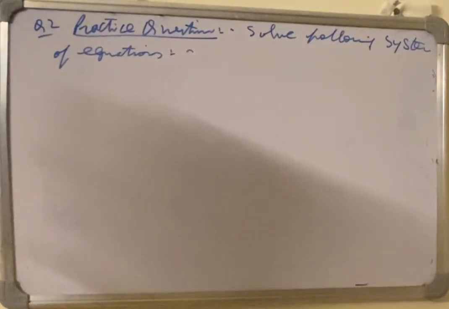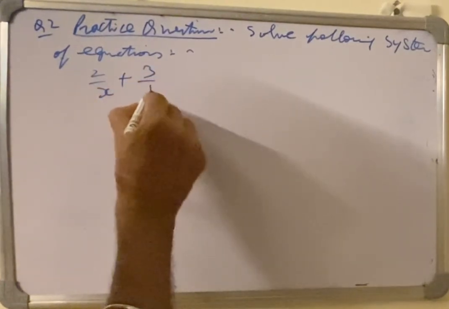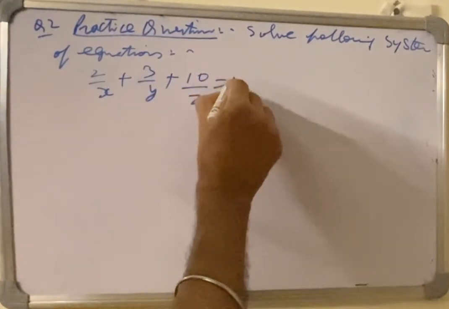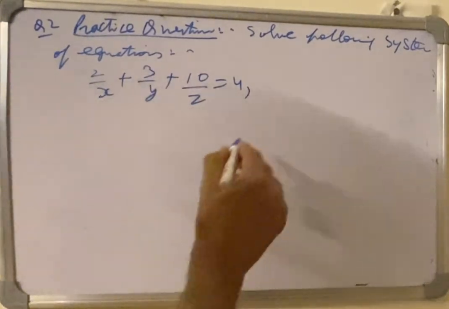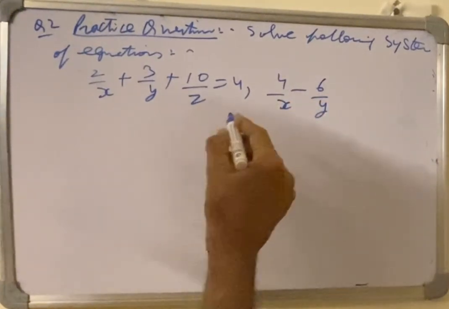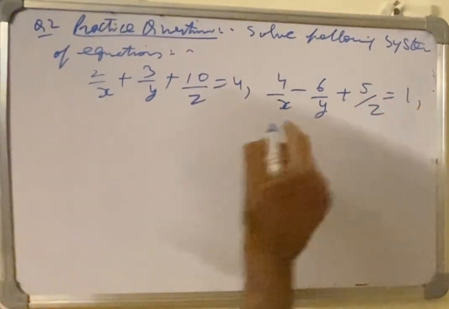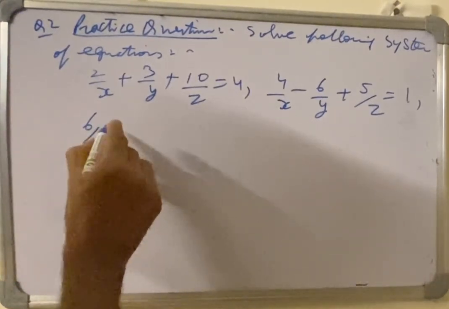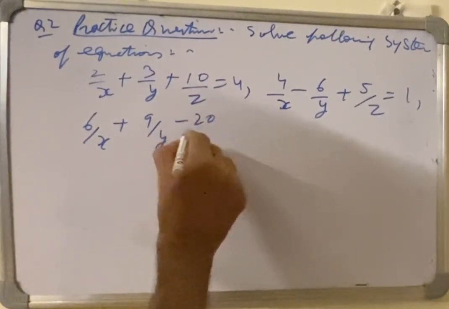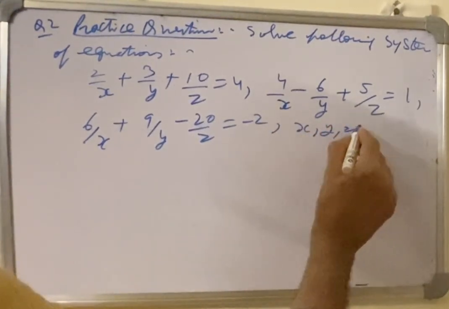The equations are 2 over x plus 3 over y plus 10 over z is equal to 4. Then 4 over x minus 6 over y plus 5 over z is equal to 1. The third equation is 6 over x plus 9 over y minus 20 over z is equal to minus 2. x, y, z are non-zeros.